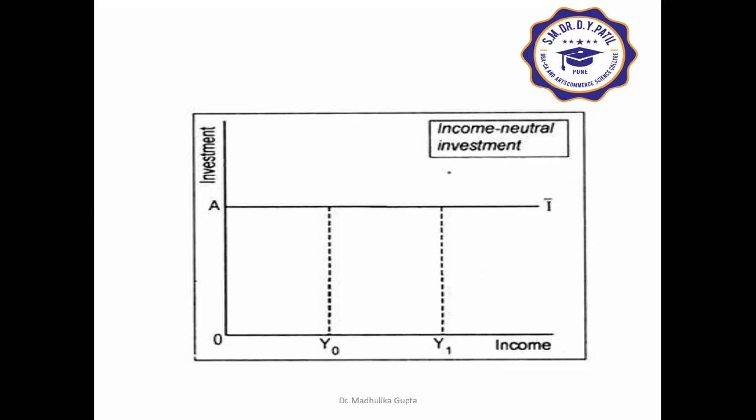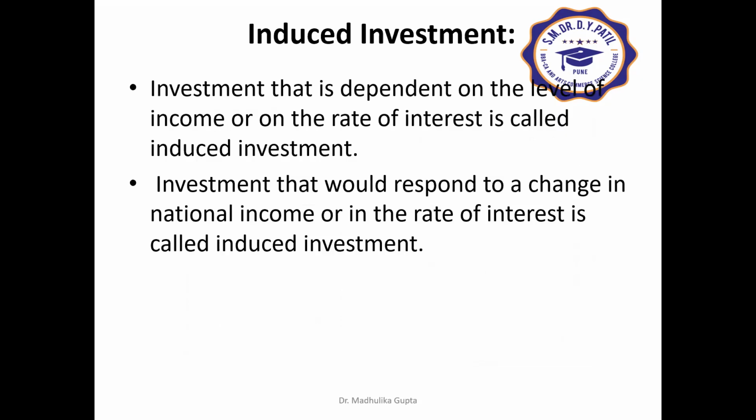The next one in today's video is induced investment. We have studied something about that in autonomous investment as well, when I was telling you the comparison between the two. So let's understand in detail what induced investment is. Now these four concepts are very important from your short notes point of view, right? Investment that is dependent on the level of income or on the rate of interest is called induced investment, exactly opposite to autonomous. Investment that responds to a change in national income or in the rate of interest is called induced investment.